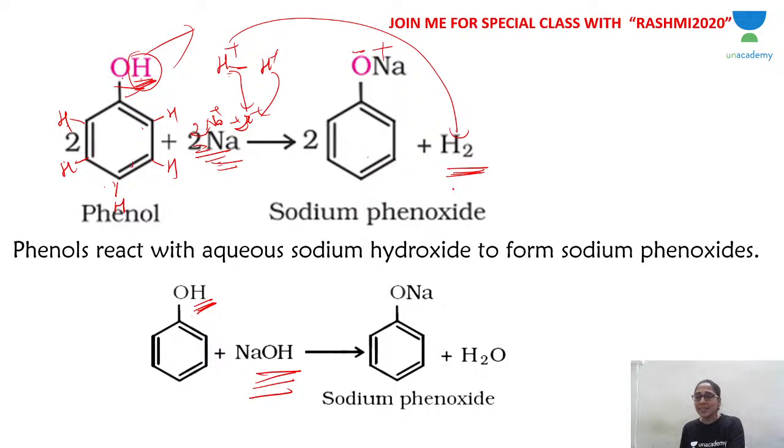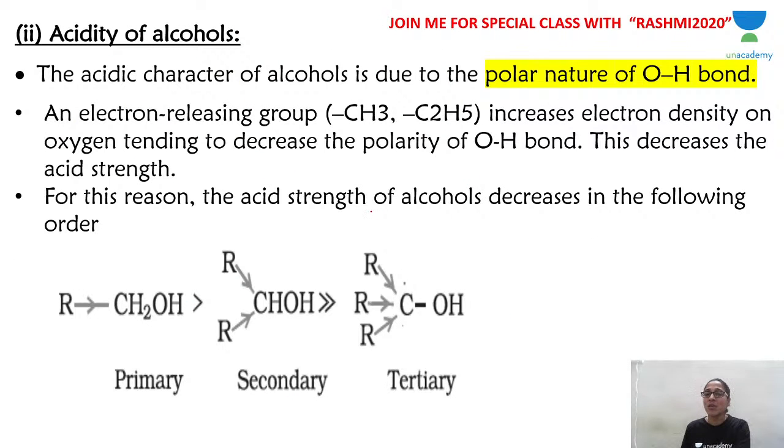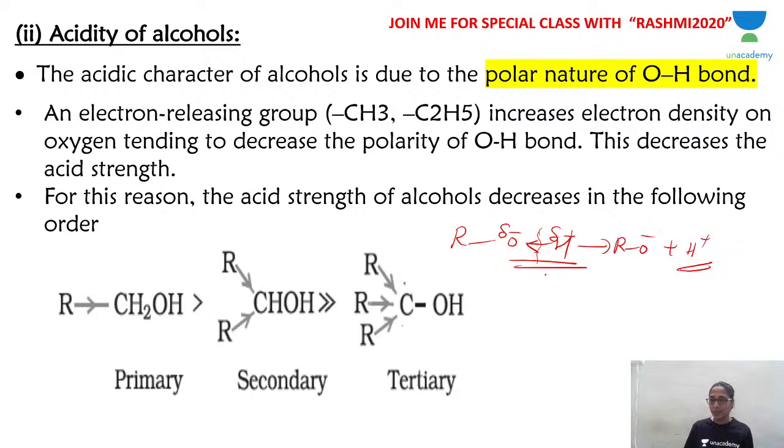Now the question: I said alcohols are weakly acidic. Why are alcohols acidic at all? Because of the polar nature of the OH bond. What is the polar nature? Oxygen, being more electronegative, pulls the electron towards itself. So it becomes negative and this becomes positive, right? So in aqueous solution, this bond breaks, giving you the alkoxide ion and releasing the H plus ion. So the polarity of the OH bond makes alcohol acidic.